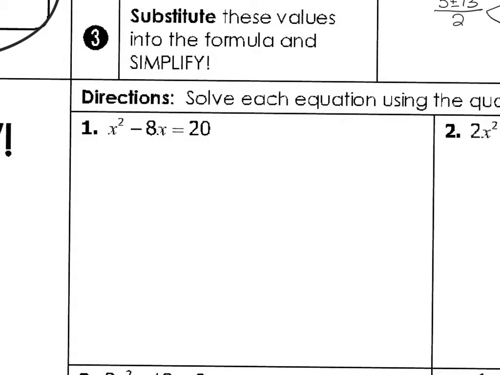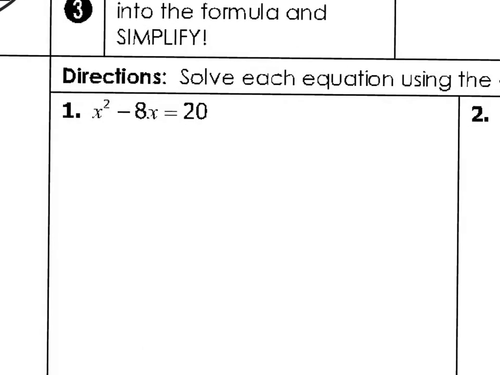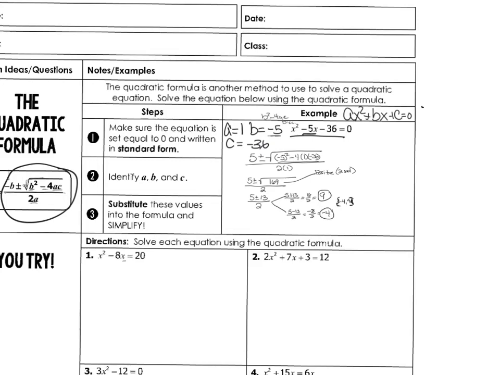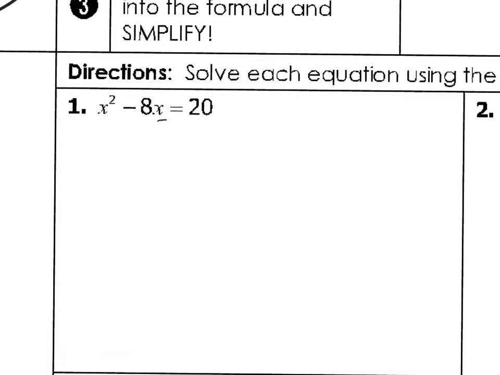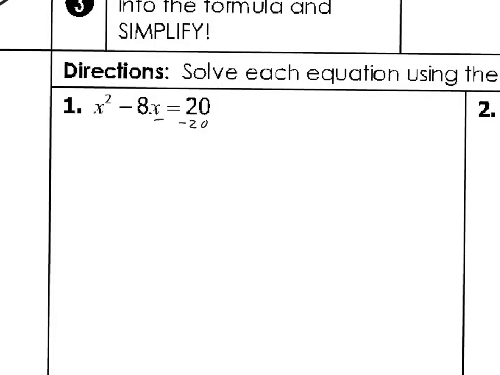All right. So we've got x squared minus 8x equals 20. Well, I need my a, b, and c, right? Well, I don't have c, but it should always be equal to 0. Okay? So I need to make this equal to 0. So I'm going to subtract 20 from both sides. So it becomes x squared minus 8x minus 20 equals 0. All right, so now a is 1, b is -8, and c is -20.